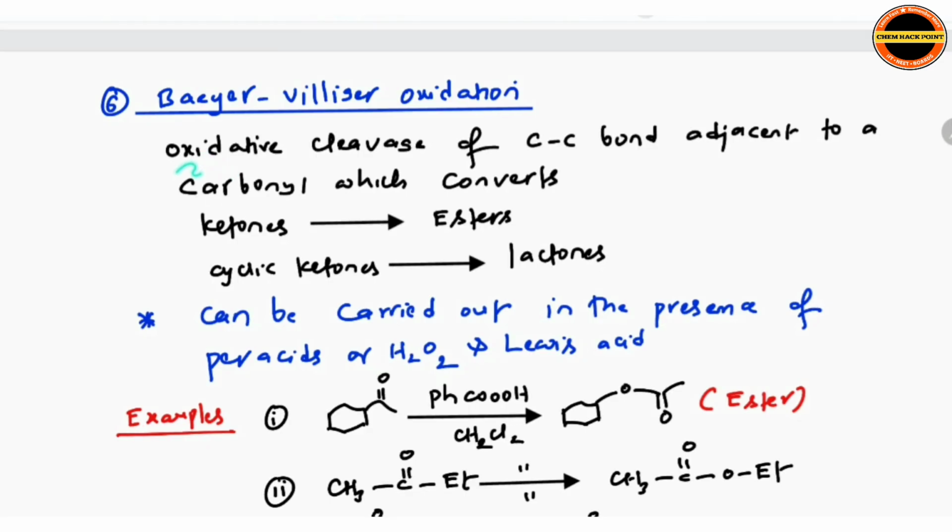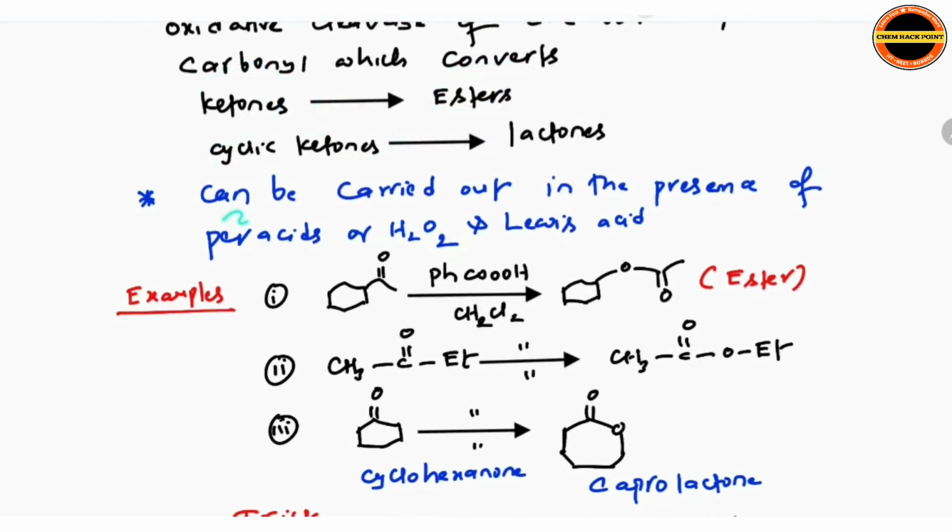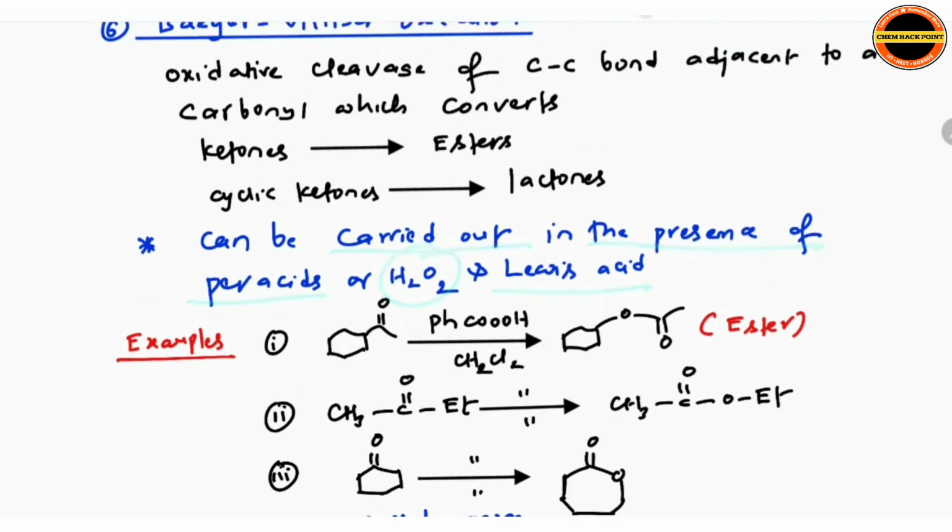Baeyer-Villiger oxidation is the oxidative cleavage of the C-C bond adjacent to a carbonyl, which converts ketones to esters and cyclic ketones to lactones. It can be carried out in the presence of peracids, or H₂O₂ and a Lewis acid.